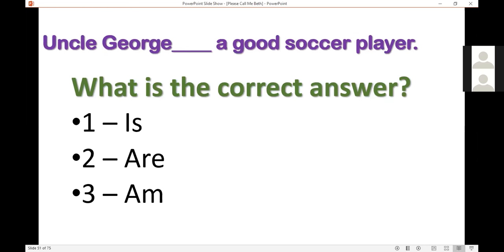Our friends are on their summer holiday. Good. Uncle George is a good soccer player.